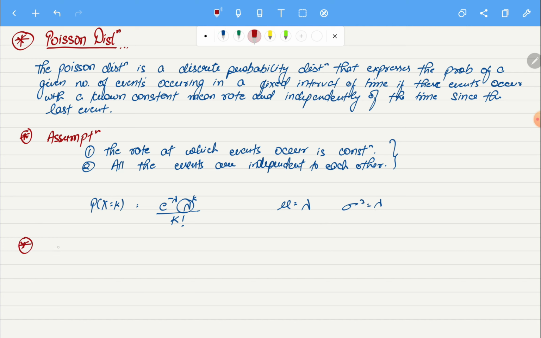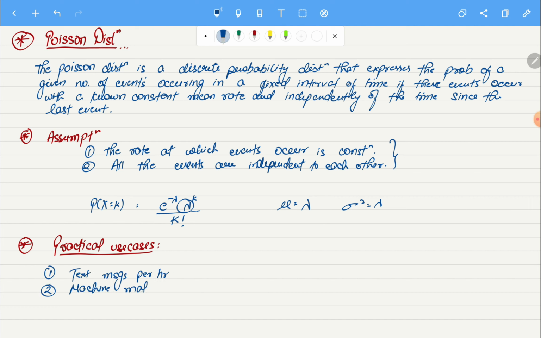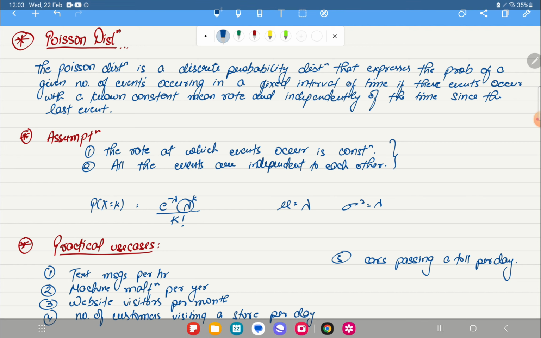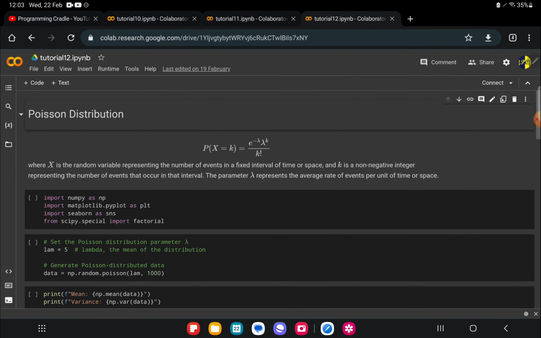Now some of the practical use cases for Poisson distribution can be text messages per hour, machine malfunctions per year, website visitors per month, the number of cars passing a toll, or the number of customers coming into a shop. Now let me take you to the IPython notebook or Colab notebook and show you the distribution and some of the plots there.